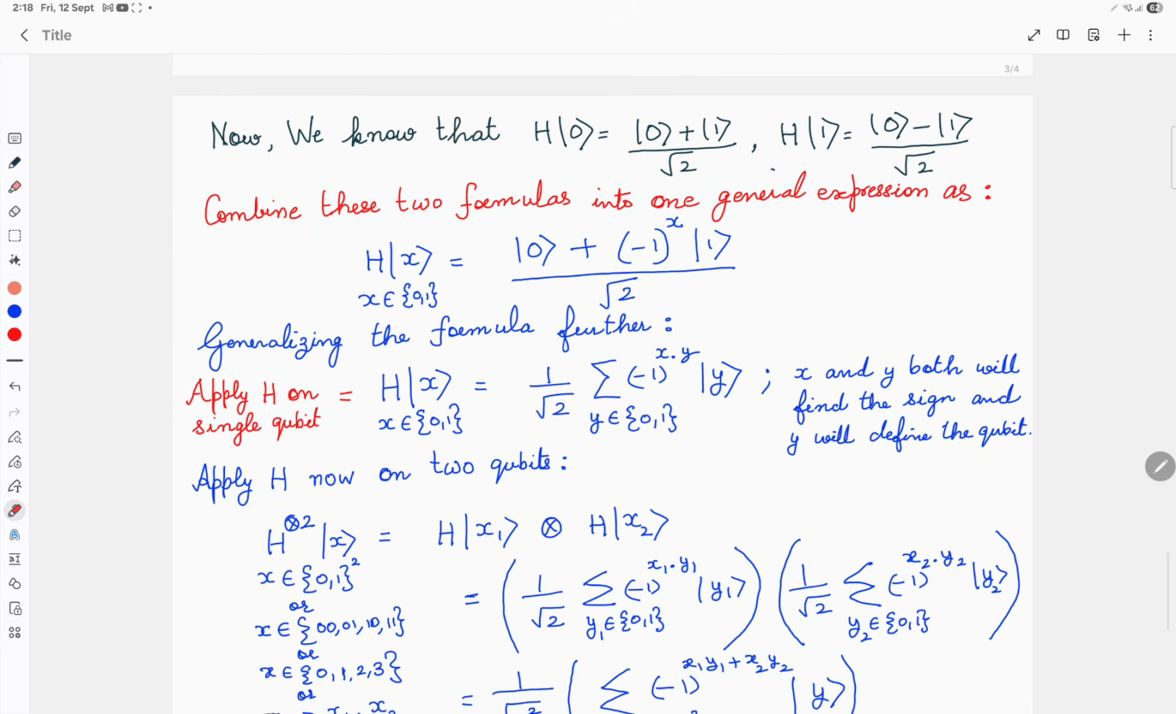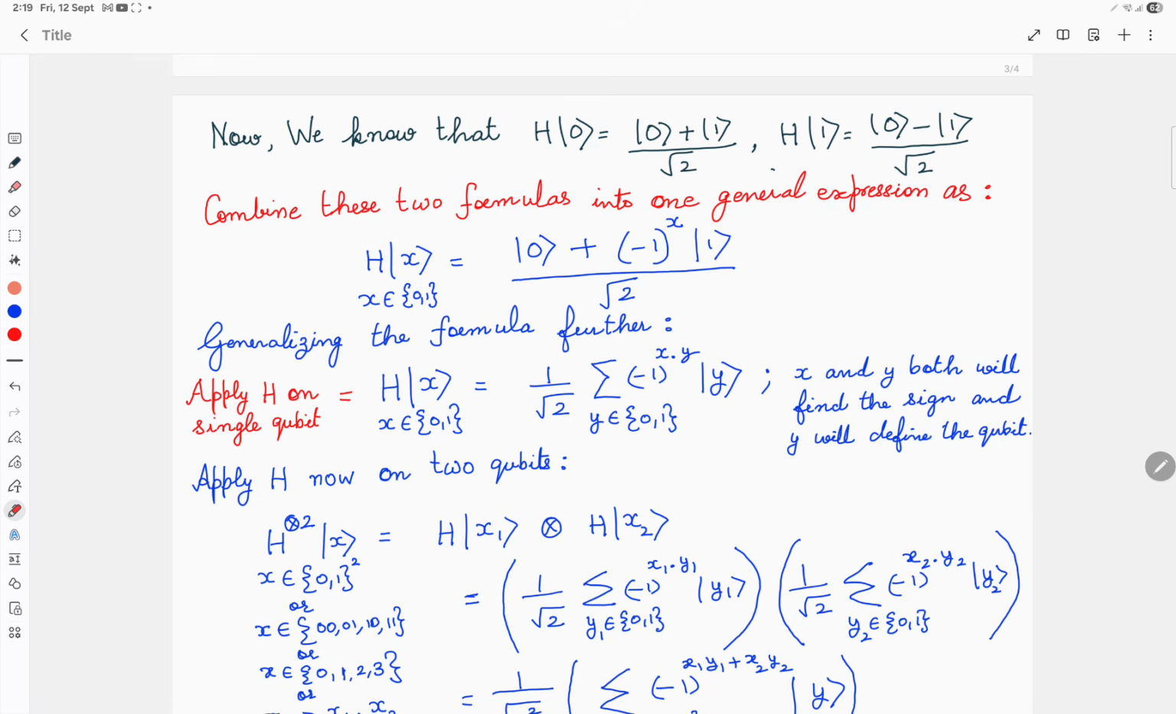Now let us further simplify the expression. This is the application of the Hadamard gate on a single qubit, right? So we are just trying to put a summation here. What will this summation take care of? It will take care of ket 0 plus ket 1 or ket 0 minus ket 1. That's why this summation is there, right? And this (-1) exponent x·y will take care of the sign, right?